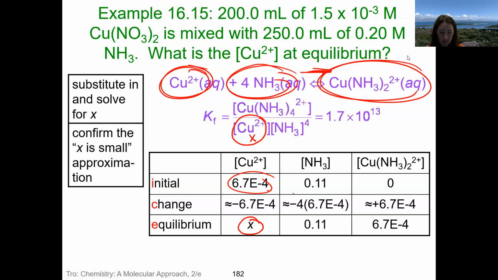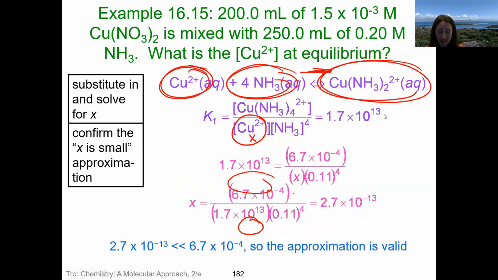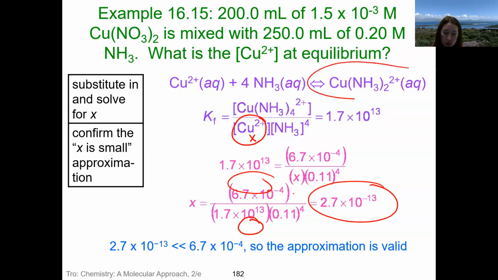As you can see, the amount of copper we have left at the end is barely any copper. 2.7 times 10 to the negative 13th. That's the amount of copper we have in the end. The reason we have such a tiny number is because this Kf is so big, meaning it's super product favored. So this uses the combination of knowing K, the product favored, and a little bit of your ice tables with a little bit of your moles tables with a little bit of complex ion knowledge.